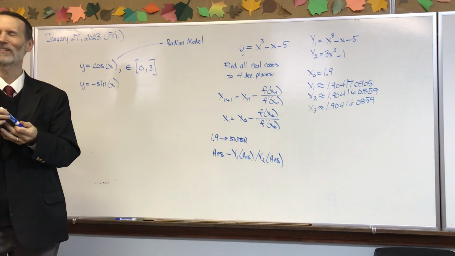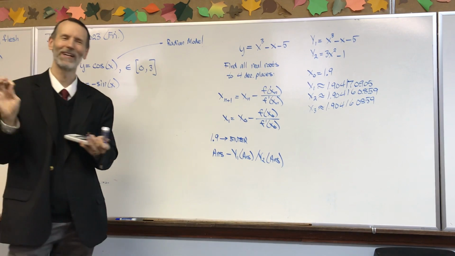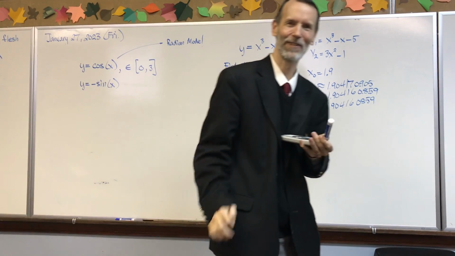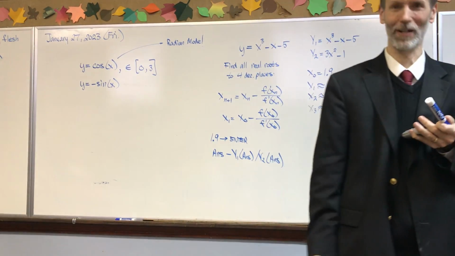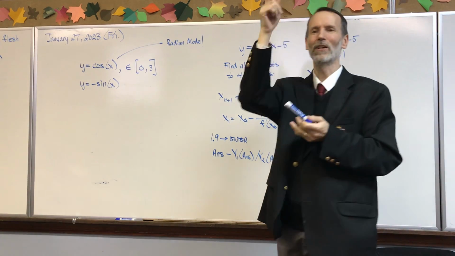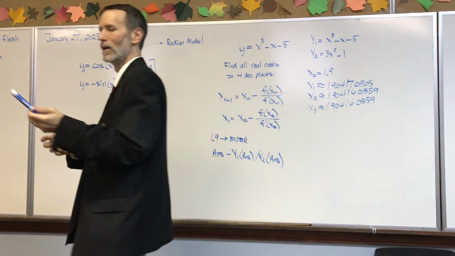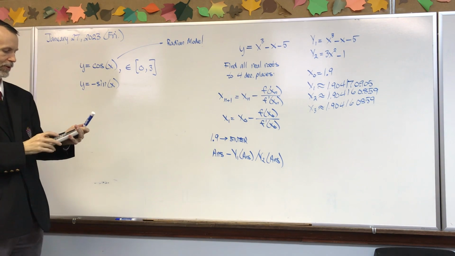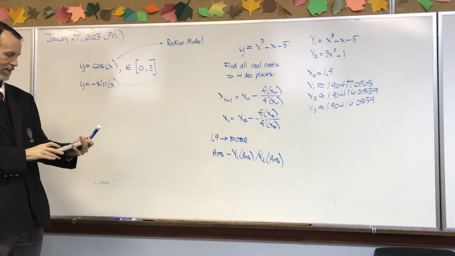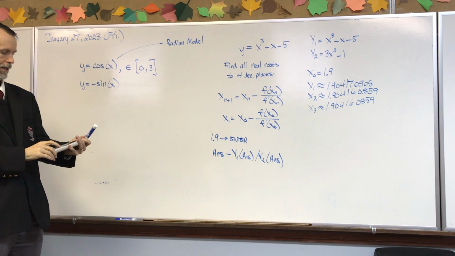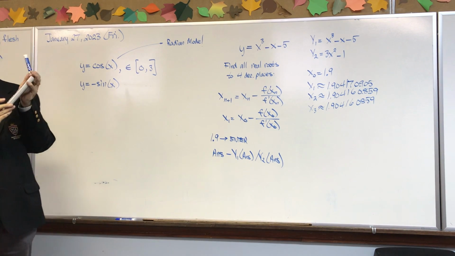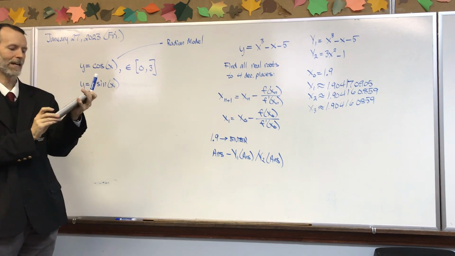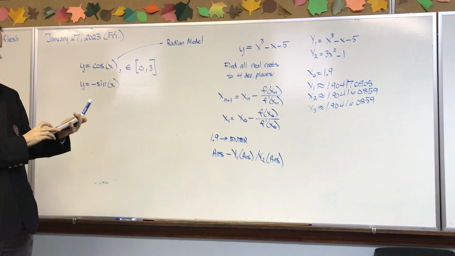So, now what? Don't just sit there like a deer in the headlights. Do something. My old high school math teacher used to say, if you don't know what to do, do something. Once you're moving, you can usually figure it out. Yeah, plug it in the calculator. Go to the y1 and put cosine of x. And in y2, make sure you don't subtract sine of x, make sure it's negative sine of x.